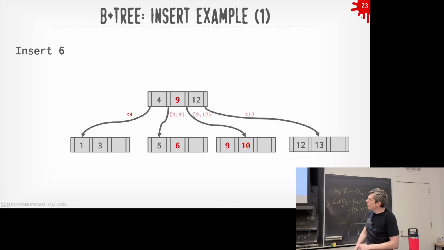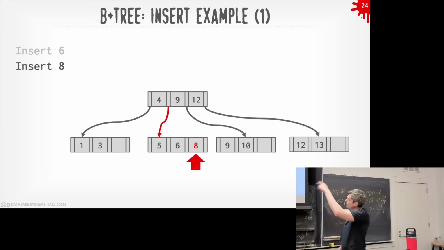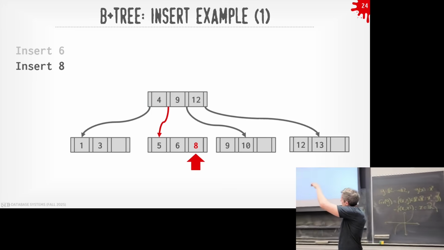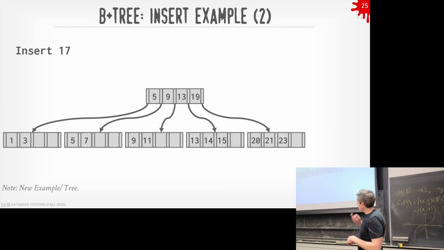All right, let's do another insert. Let's now insert 8. Again, root node, we follow the pointer. 8 is less than 9, but greater than 4. That takes us down here. We go ahead and insert, and that's fine, right? And let's look at a bigger table. So I want to insert 17. 17 should go here. That's fine, we can absorb that.